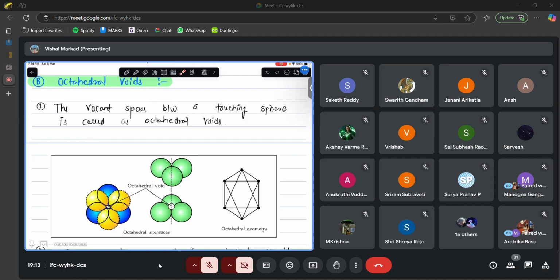Clear this thing? How many atoms are required to create the tetrahedral void? Four. And how many atoms are required to create the octahedral void? Six. Now it is very easy to calculate how much void will be there. Do you know the n value in SCC? One. In BCC? Two. In FCC? Four. You know this, everything will be sorted.